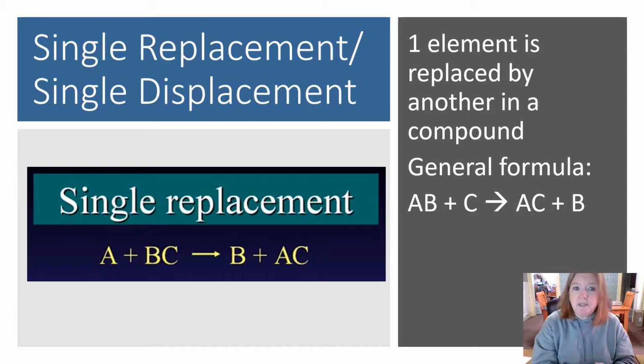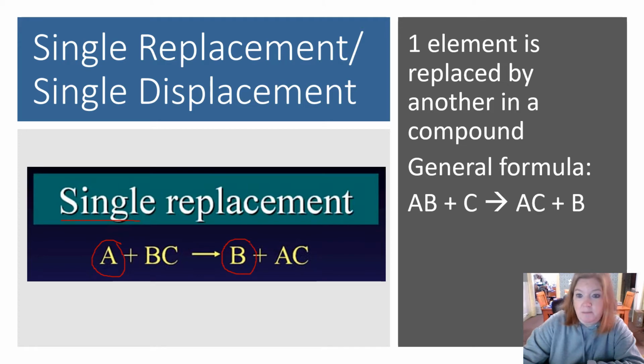All right, then we have single replacement or single displacement. The way I remember it, right here in this formula, is that the difference is single. See this? There is a single element on both sides, but it's a different substance. On this side it was this that was single, and on this side it's this that's single.